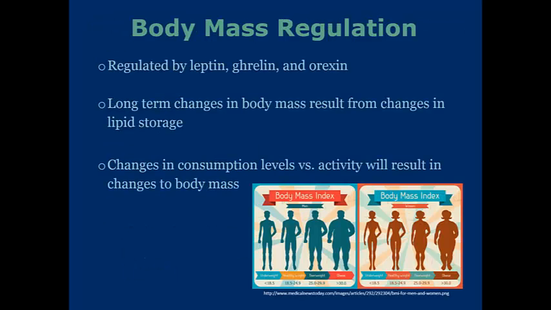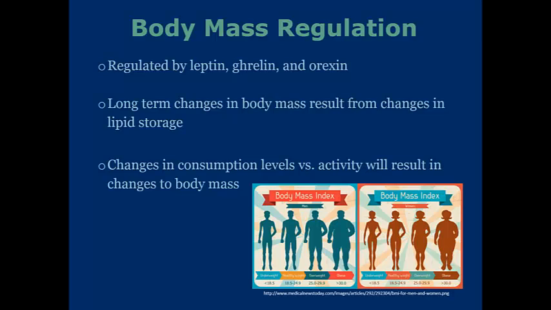Body mass regulation is a very crucial function that our body has to go through, and there are different ways to do it. It's regulated by leptin, ghrelin, and orexin. Leptin is a hormone secreted by fat cells that decreases appetite by suppressing orexin production. Orexin is going to increase appetite, and it's also involved in alertness and the sleep-wake cycle. If you notice, leptin and orexin are often considered antagonistic because of this reason.